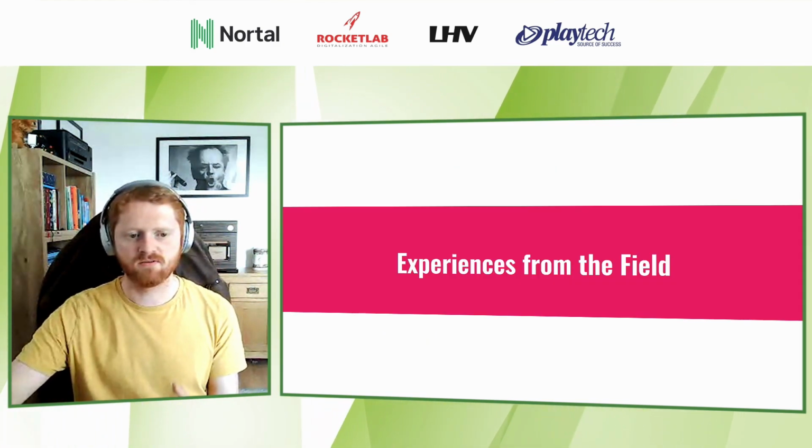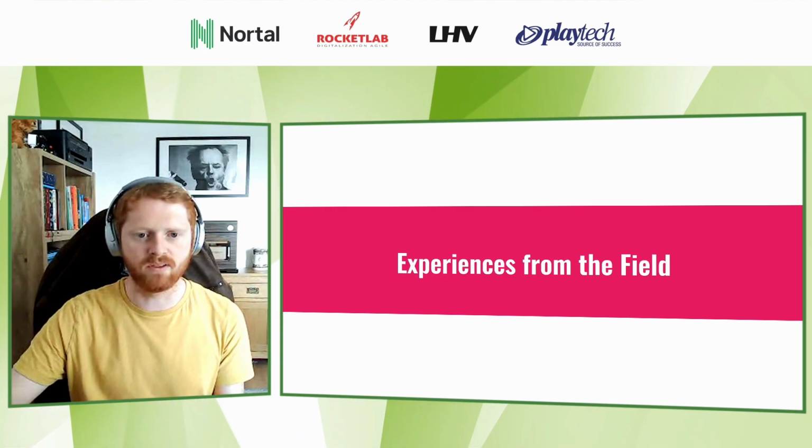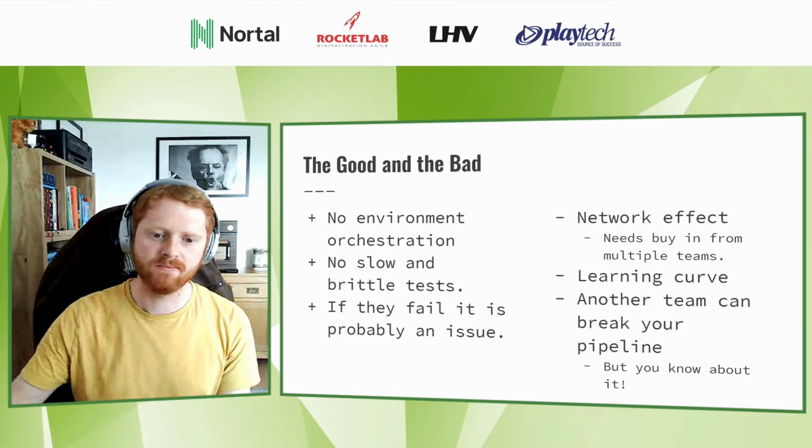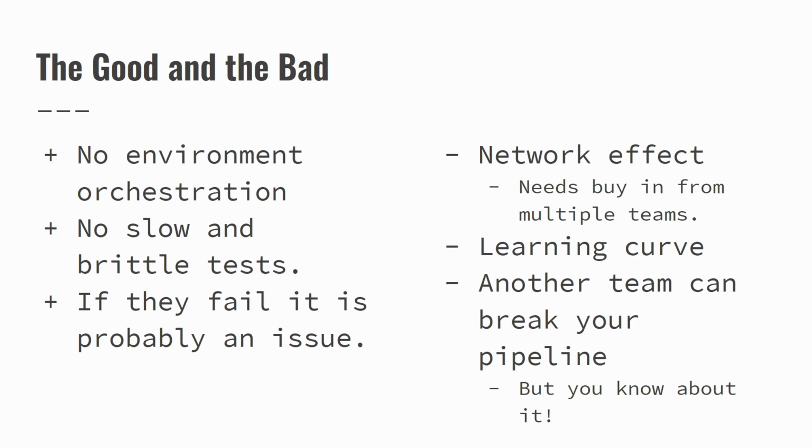So my experiences from using this technique with teams. First, the good. There's no environment orchestration. So that means there's less to go wrong, or there's very little environment orchestration. There's no slow and brittle tests because we're testing tightly scoped things. We're only testing one relationship at a time, and we're taking advantage of mocking and unit tests, but we're doing so in a way where the mocks are verified, so there's no drift. So if they fail, it probably is an issue.